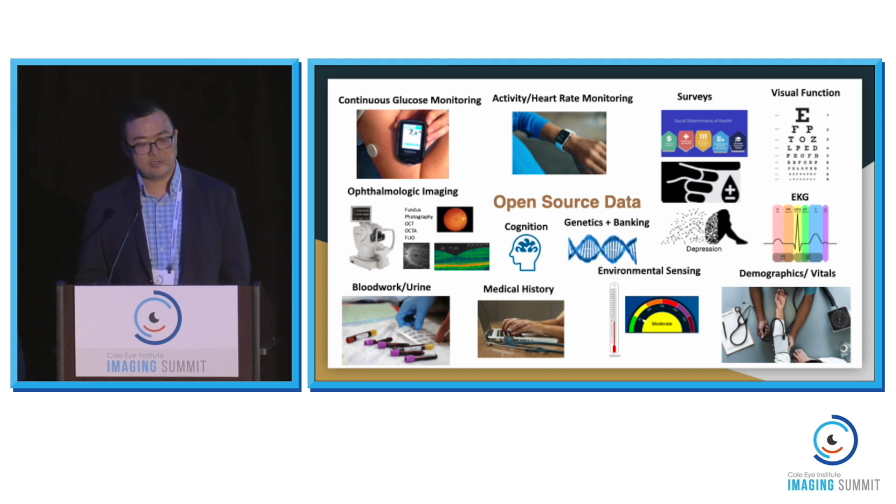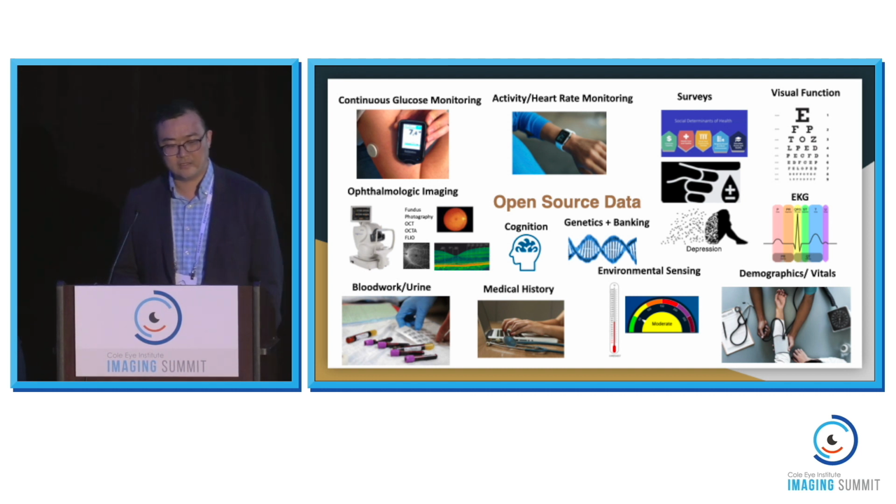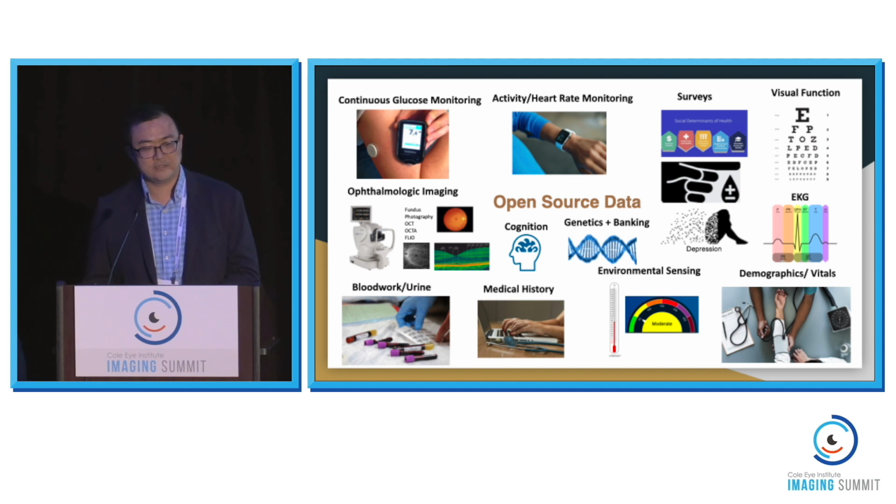We're going to send them home with a Fitbit and then a continuous glucose monitoring device. And we built a custom environmental sensor to measure the air quality inside of their homes. We plan on banking all their blood and hopefully doing whole genome sequencing.